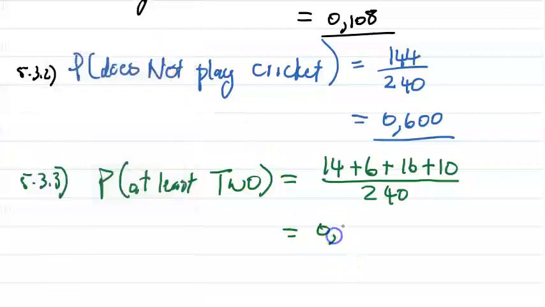That will be 0.192. And learners, that's how you answer a question on probability where we are using Venn diagrams as a tool.